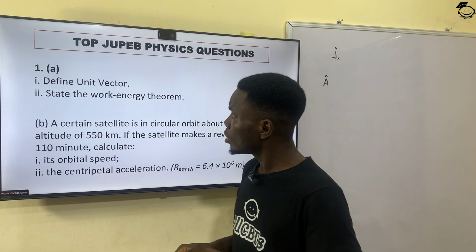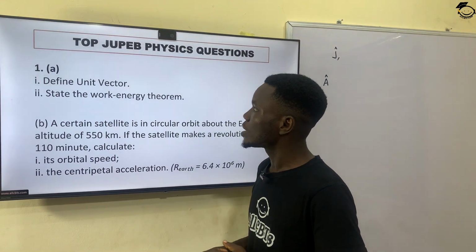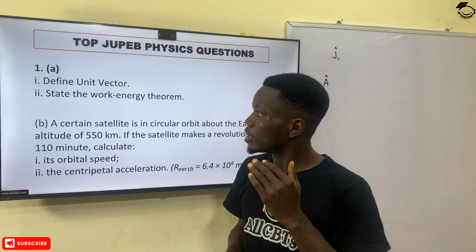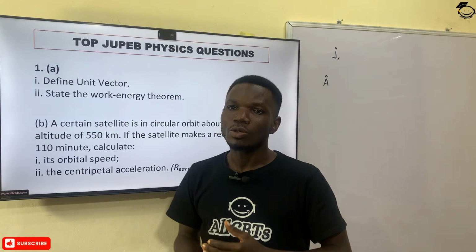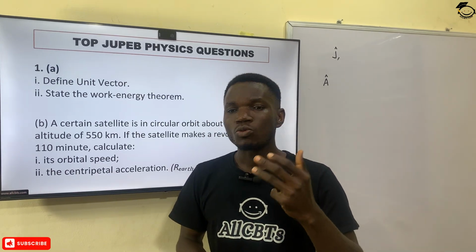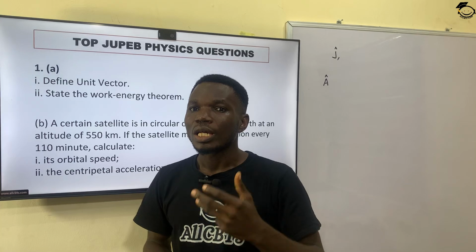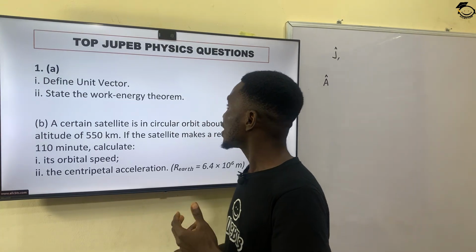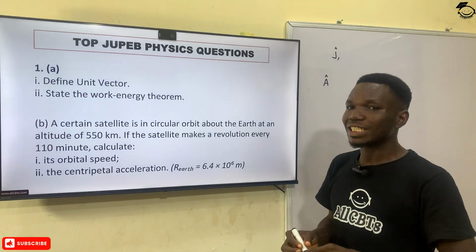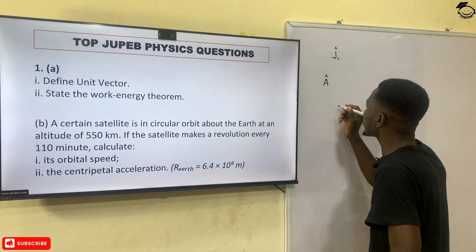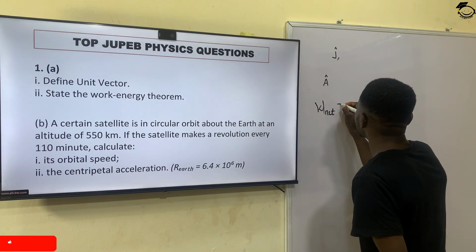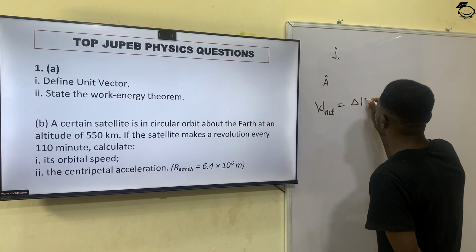Question number 1(a)(ii) says, state the work energy theorem. Now, the work energy theorem simply says that the net work done on a particle in all directions is equal to the change in kinetic energy of the particle. What does this mean? It means that net work done is equal to change in KE.